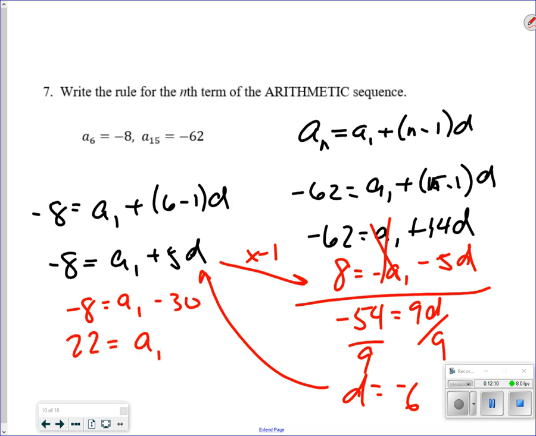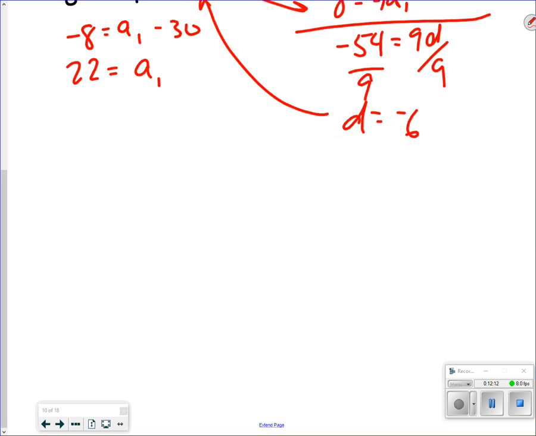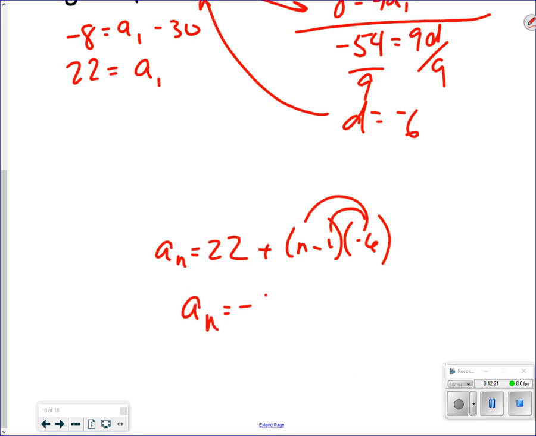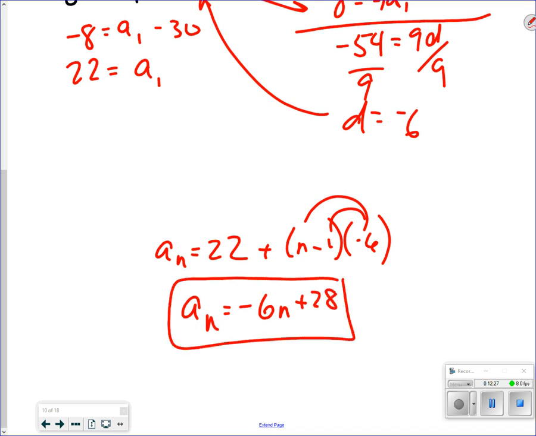So now I have enough information to write the equation. A sub n equals a sub 1 plus n minus 1 d. Distribute. And so I get plus 6 plus 22 would be plus 28. So that's about as tough as this gets as far as actually having to write an arithmetic sequence rule, is if they don't give me a sub 1 and they don't give me d.